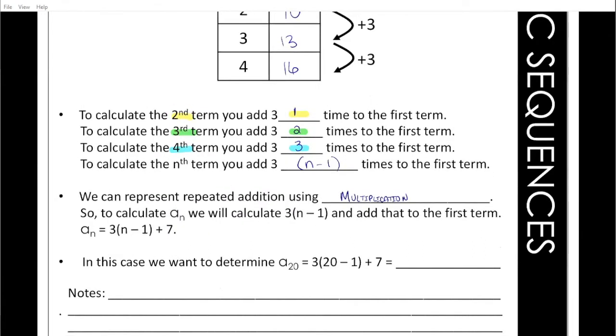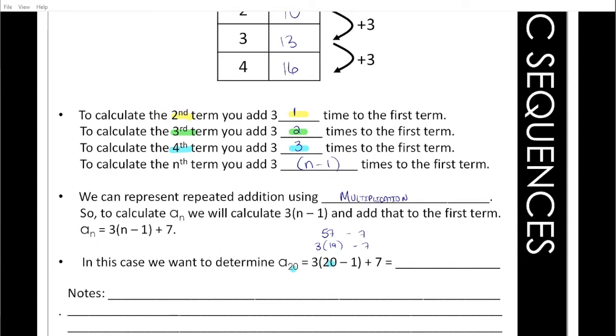So we look at our first example, a_20. Okay, 20 goes in for n. Pop that into our calculator. So we get 3 times 19 plus 7. And then 3 times 19 is 57. And then 57 plus 7, excuse me, is 64.